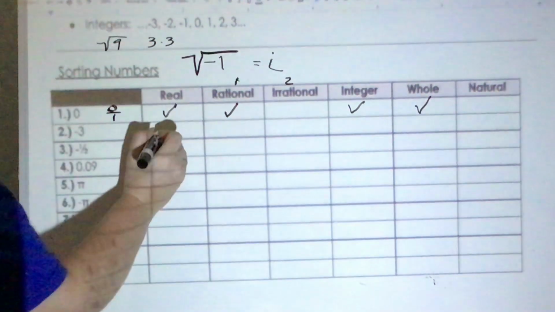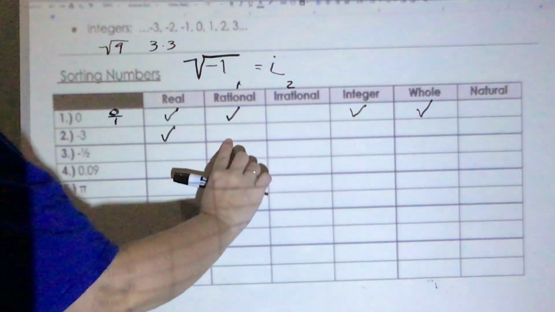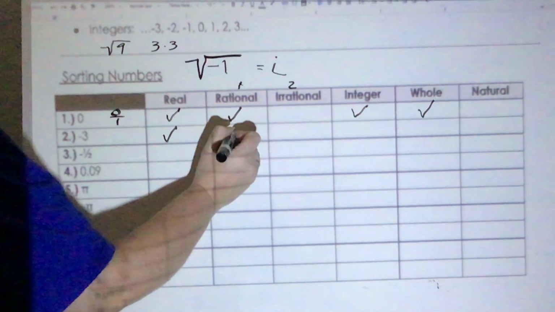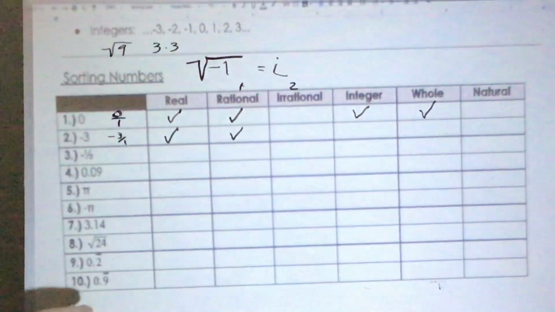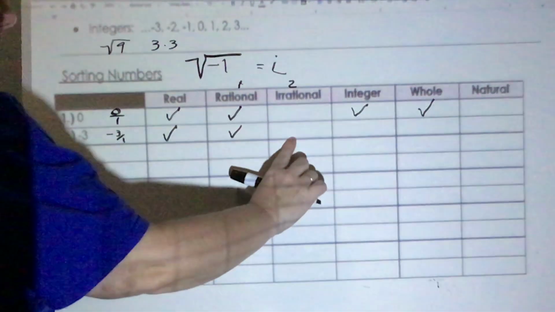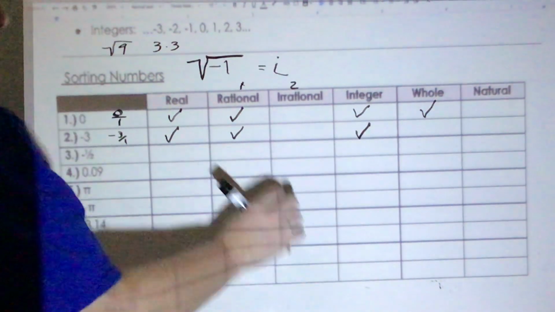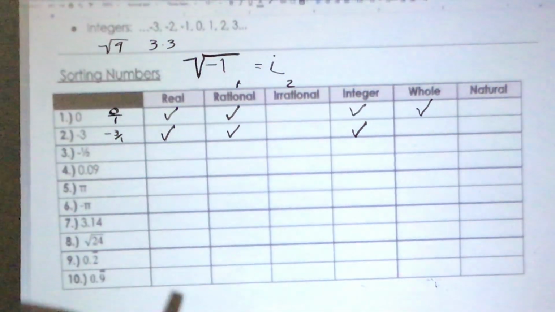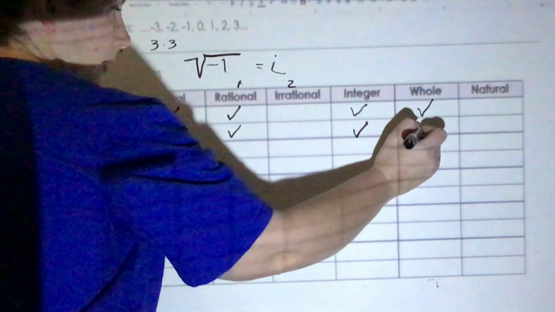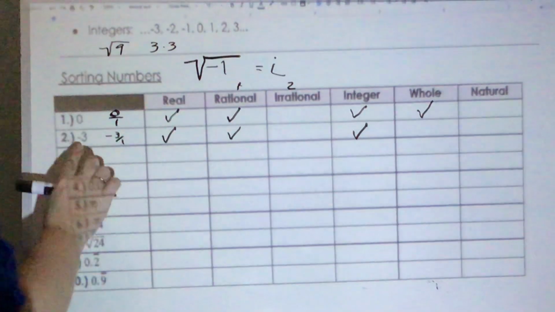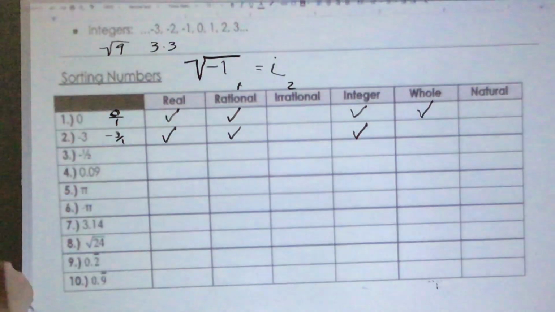-3 is a real number. Now we need to decide, is it one of these two? It is rational because you could write it as a fraction. You could write -3 over 1. It's not irrational because it's rational. It is an integer because integers are all the whole numbers and their opposites. This is the opposite of the whole number 3. It isn't a whole number because it's negative. Whole numbers only include the positives, and it's not natural because you don't count with it.